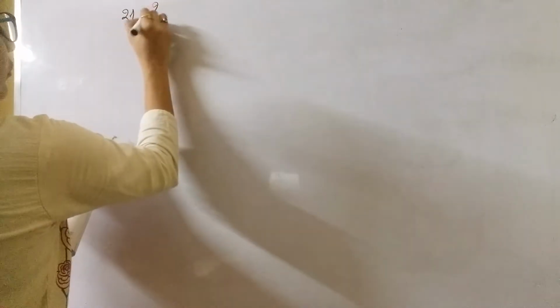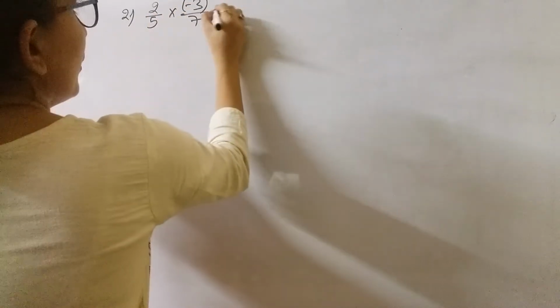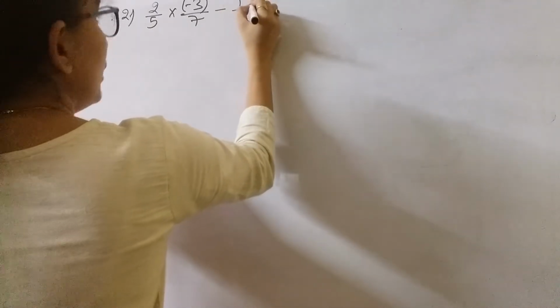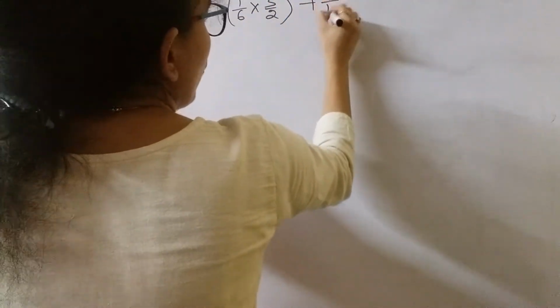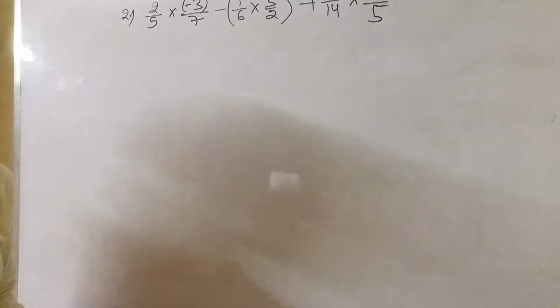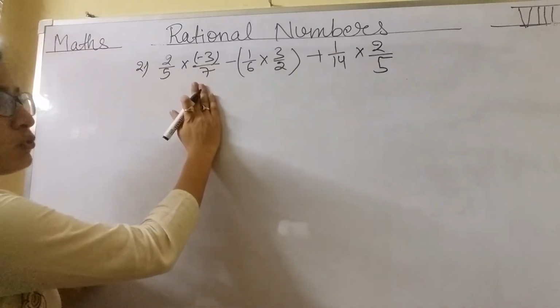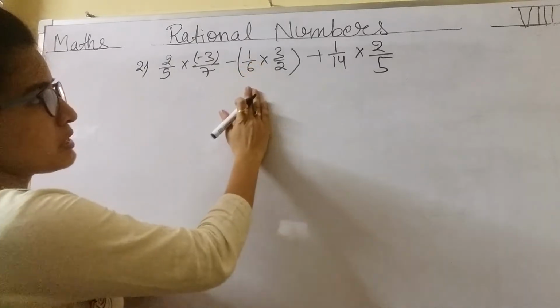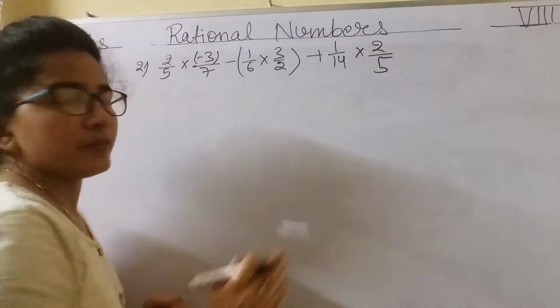Question number 2 is 2 upon 5 into minus 3 upon 7 minus 1 upon 6 into 3 upon 2 plus 1 upon 14 into 2 upon 5. So again we have to identify, this is our question, 2 upon 5 into minus 3 upon 7 minus 1 upon 6 into 3 upon 2 plus 1 upon 14 into 2 upon 5.